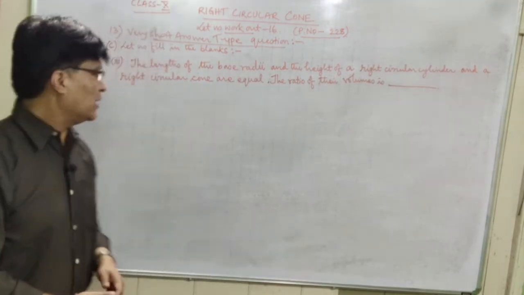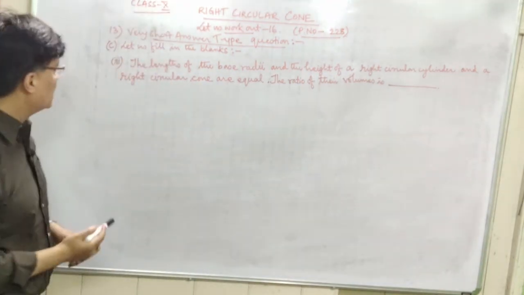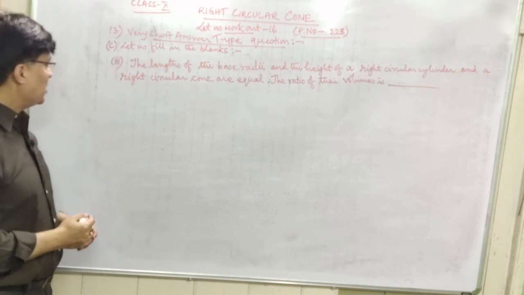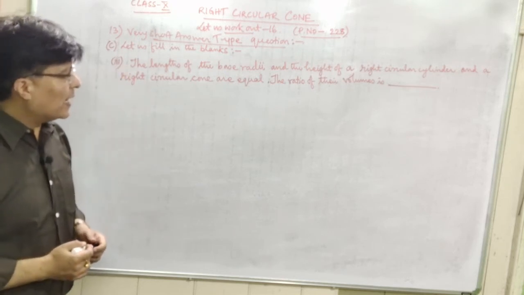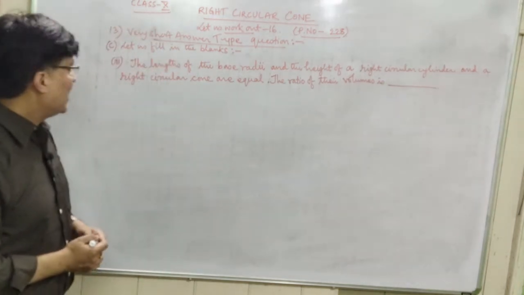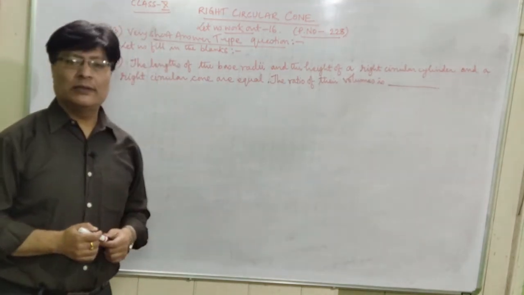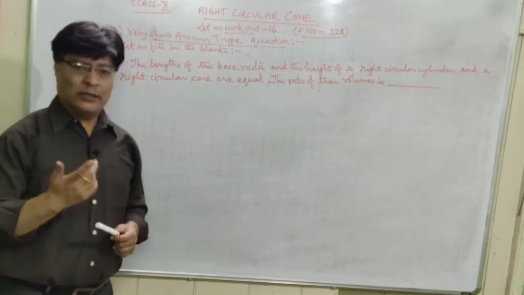So now we'll do the next question, that is question number 3. Let us fill in the blanks. That is number C. Question number 3 is, the lengths of the base radii and the height of a right circular cylinder and a right circular cone are equal. The ratio of the volumes will be, you have to find it.